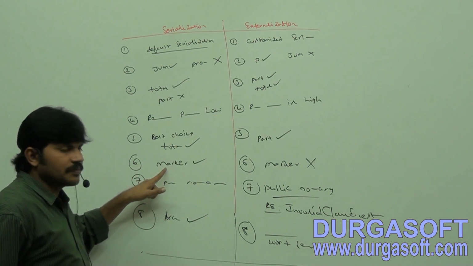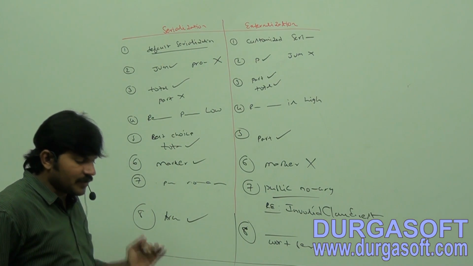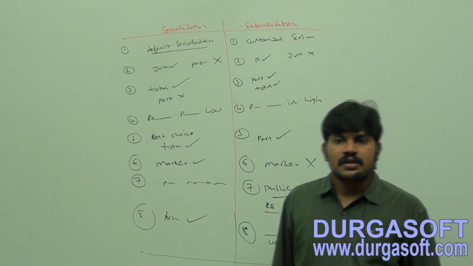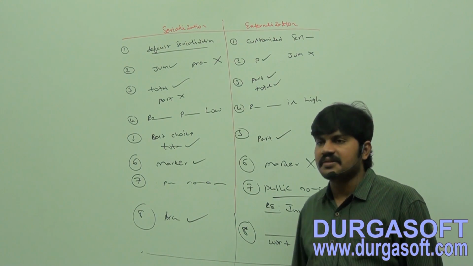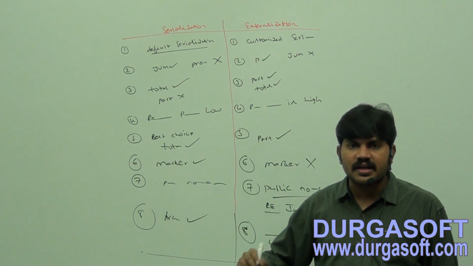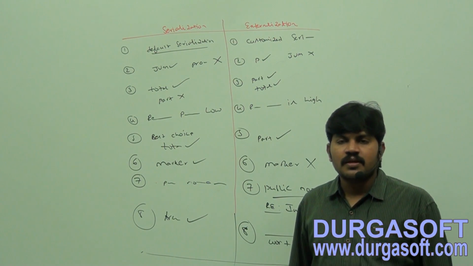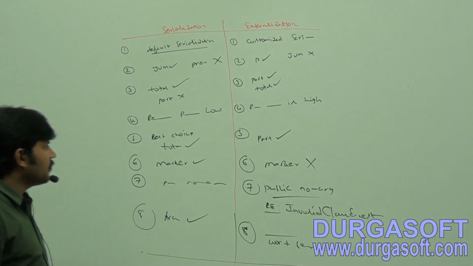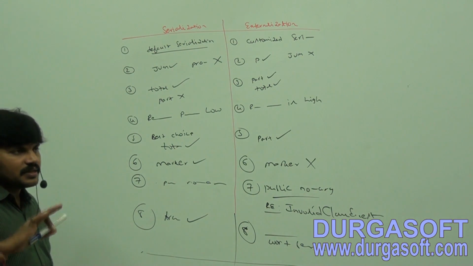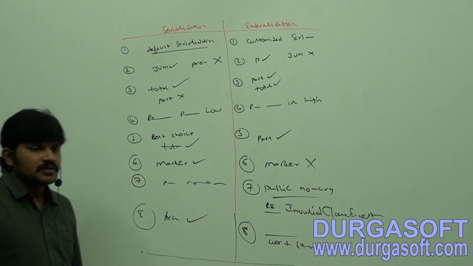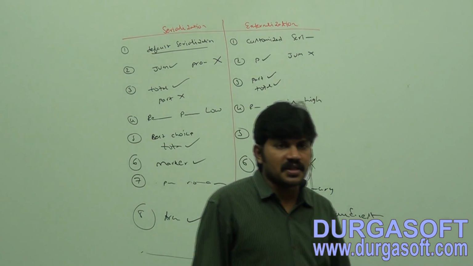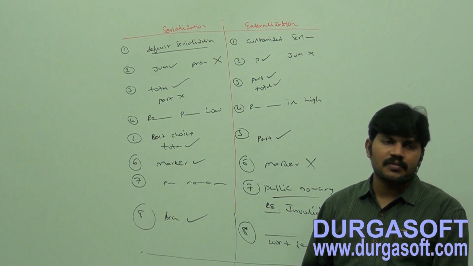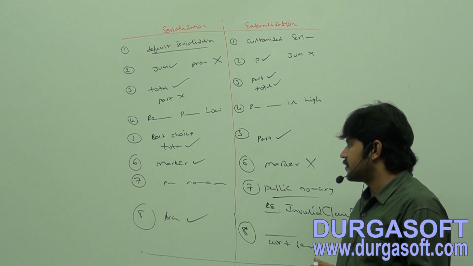Next one. The Serializable interface doesn't contain any methods, and it is a marker interface. Next, the Externalizable interface contains two methods.